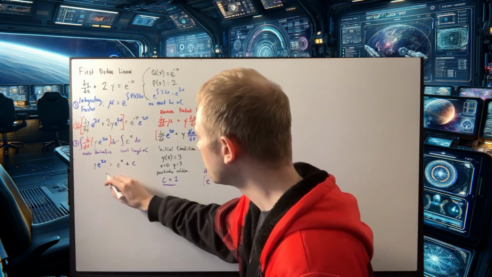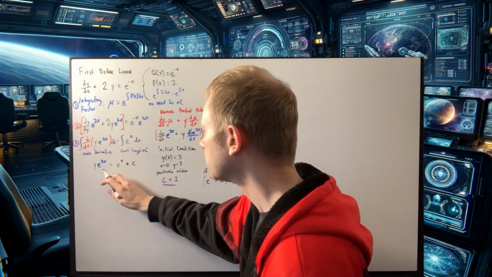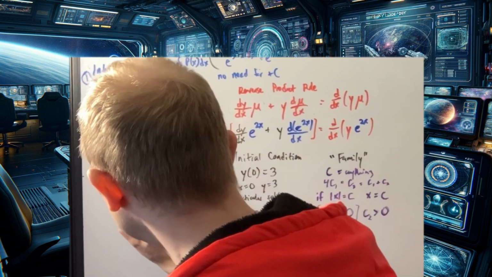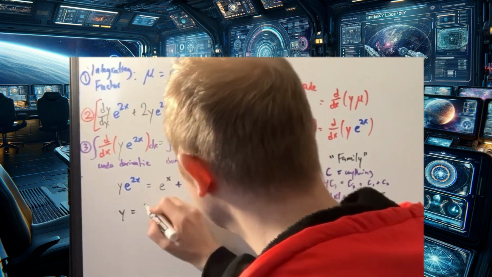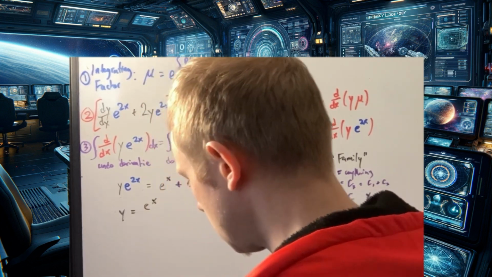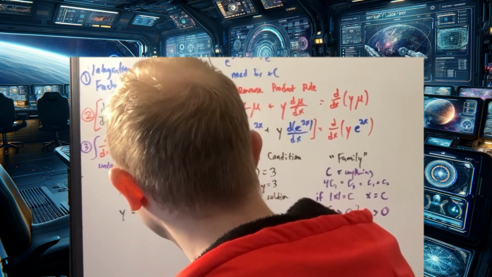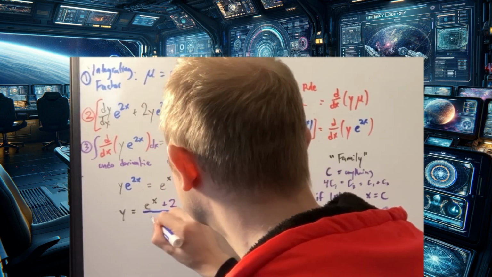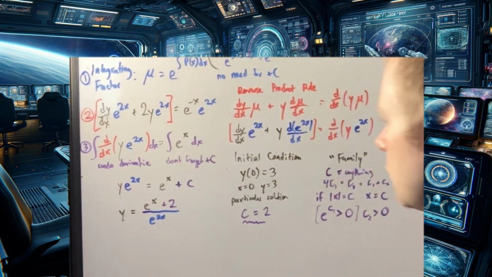Let's go ahead and divide this whole equation by e to the power of 2x over here so we can move it to the right side. And we can essentially get the final answer. Y is going to be equal to, well, we have e to the x, and we'll say plus 2, and then we'll just divide everything by e to the 2x. And that should work right there for our answer.